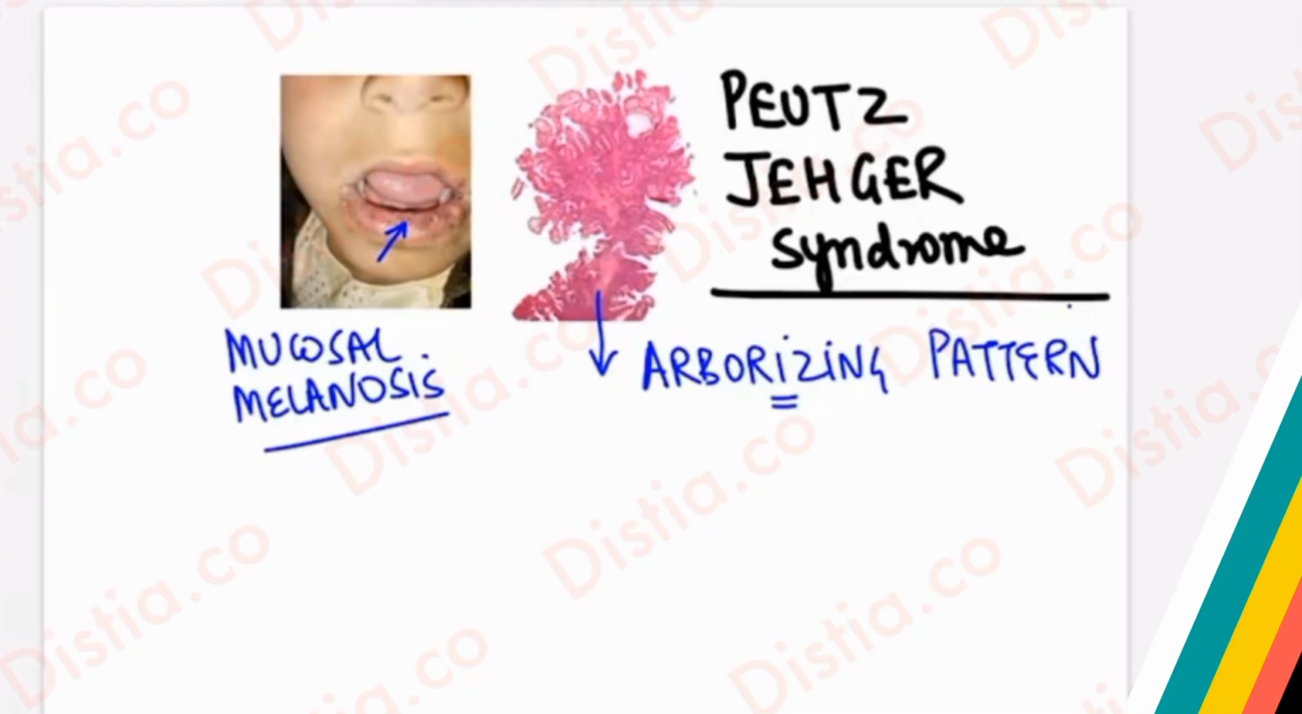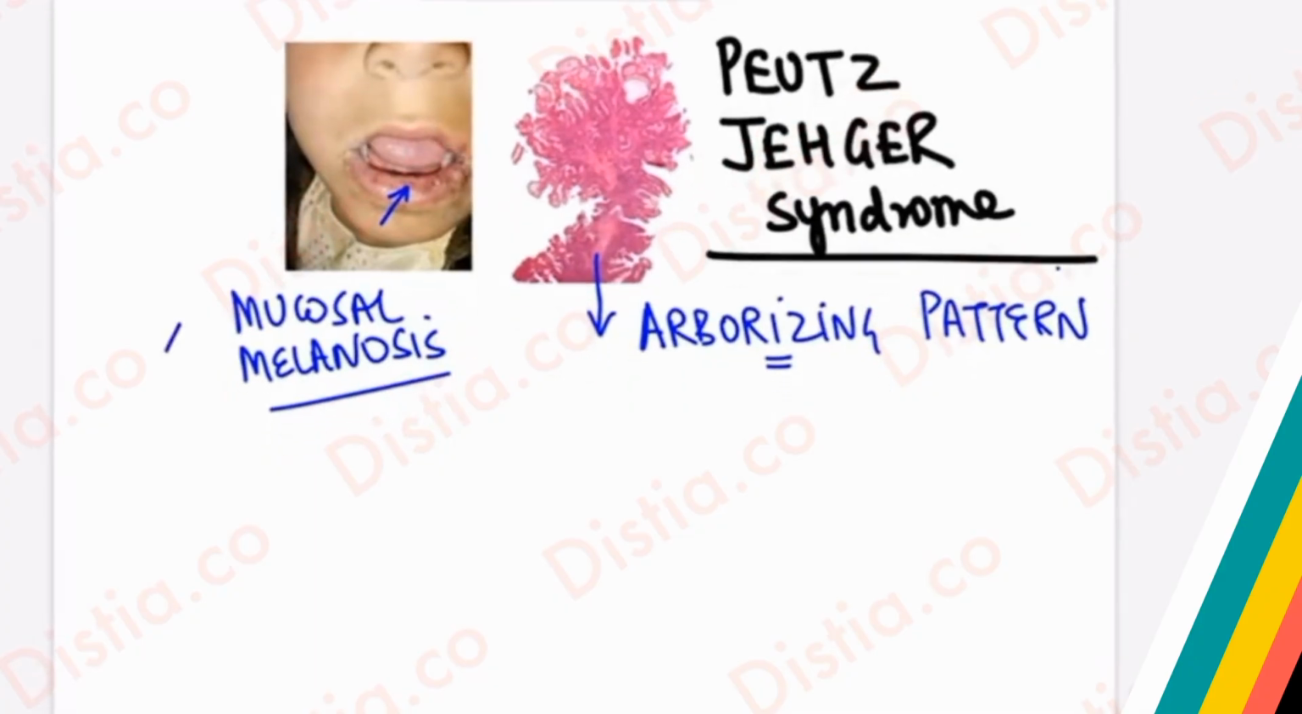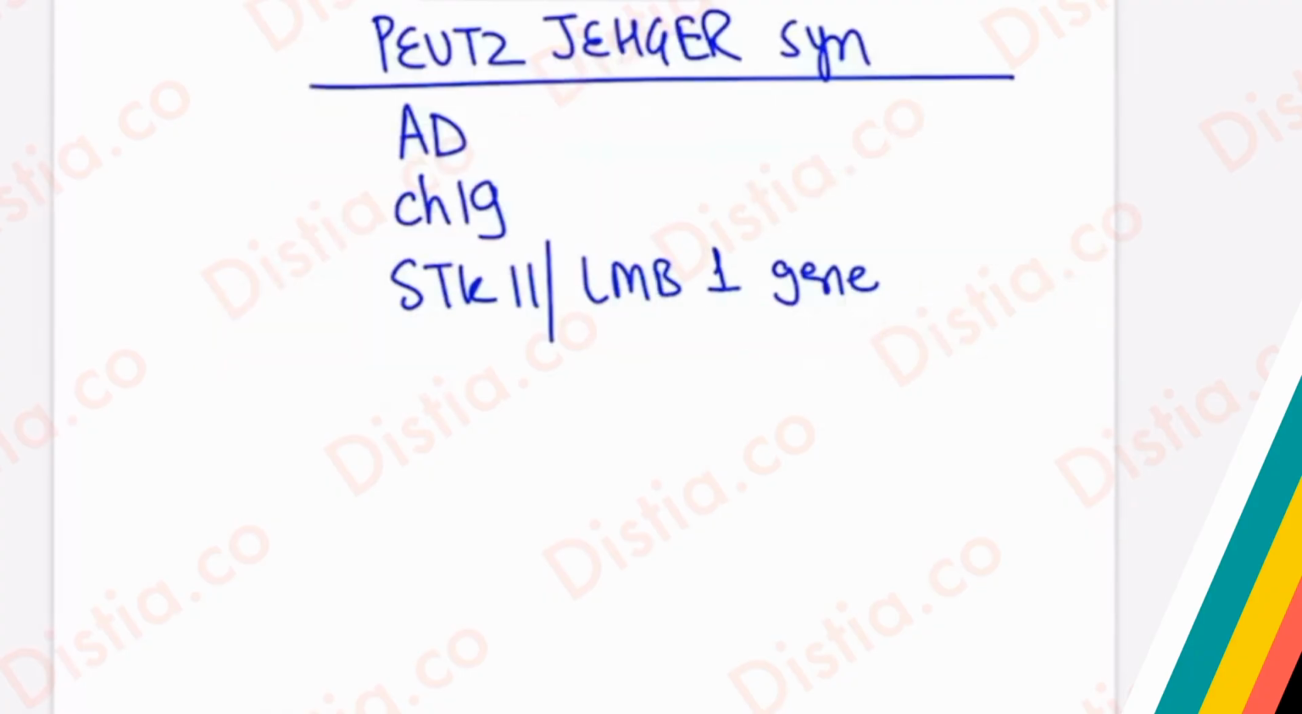It can involve the flexural areas of the body, whereas in this case the mucosal melanosis is only at two areas, around the lips of the patient and around the anal orifice of the patient. So when you read about mucosal melanosis, arborizing pattern, and the genetics that I've highlighted, you know it is gonna be Peutz-Jeghers syndrome. Now the manifestations that are gonna occur in this patient are mainly gonna be hamartomatous polyps.